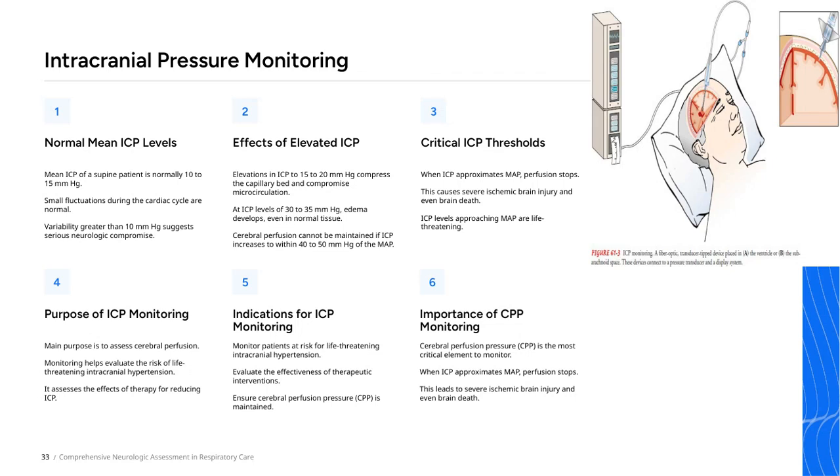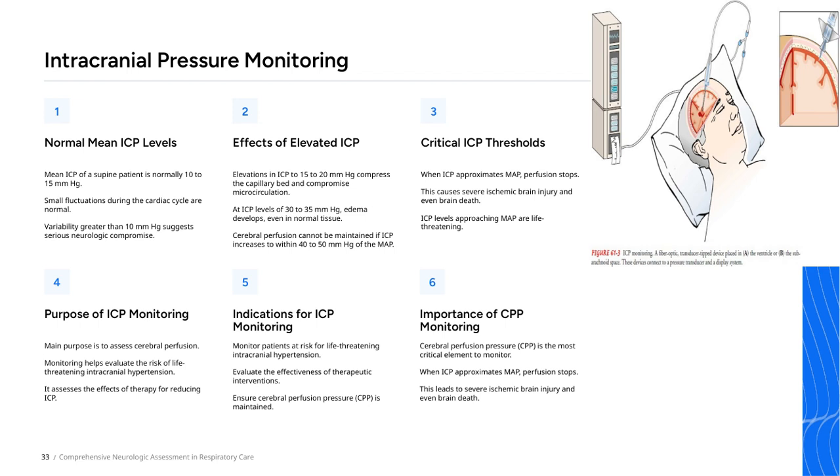Let's talk about intracranial pressure monitoring and its role in comprehensive neurologic assessment during respiratory care. First, cerebral perfusion pressure, or CPP, is the most critical element to monitor. It's essential because when ICP gets close to the mean arterial pressure, or MAP, cerebral perfusion essentially stops. This is a dangerous situation because it can lead to severe ischemic brain injury and, in extreme cases, brain death.